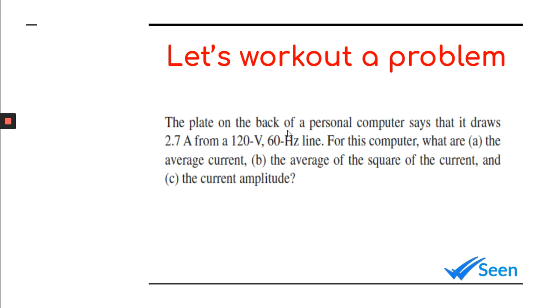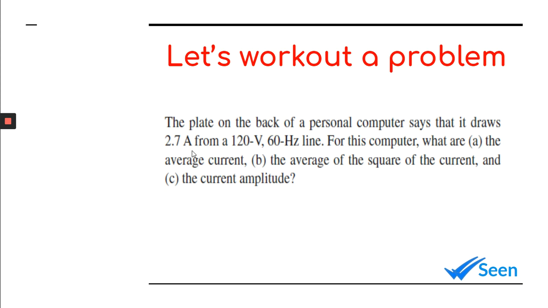So what is given? It draws a current of 2.7 ampere from a 120 volt 60 hertz line. What do you mean by this? This means you are getting a current from an AC source which gives an RMS value of voltage 120 volt, not the peak value. The frequency f is 60 hertz. Omega is 2 pi f. That means in 1 second we are getting 60 cycles. The current it draws, 2.7 ampere, is also in its RMS form.